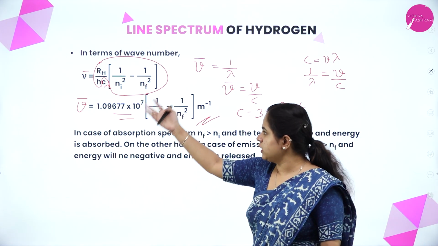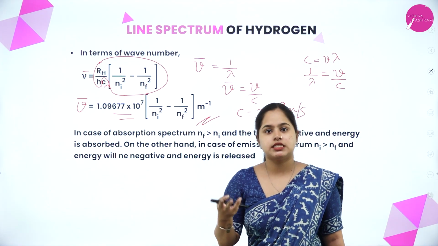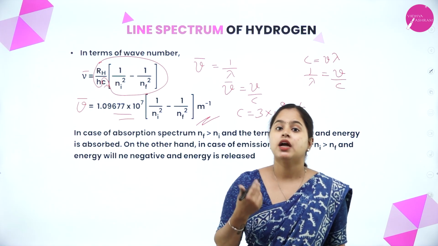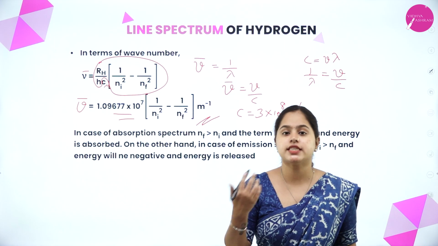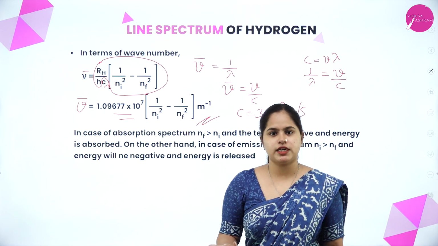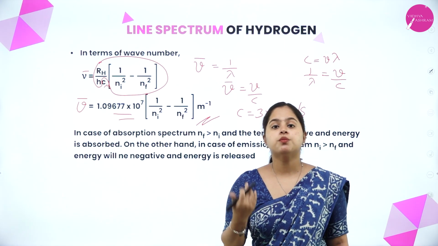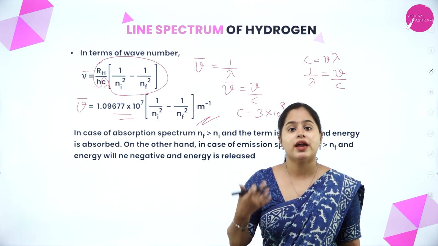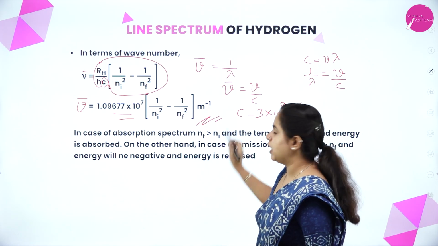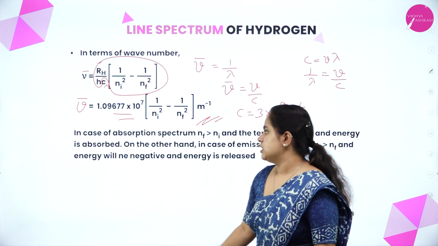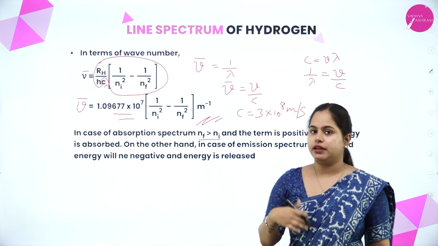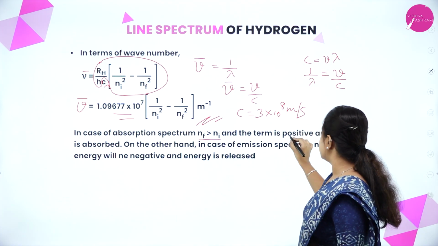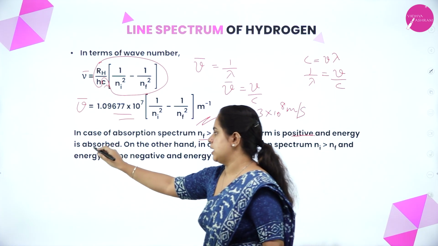Yes, so have you seen this equation somewhere? Yes, this is the equation that we studied for the line spectrum of hydrogen, right? How to calculate the wavelength of the different series of the line spectrum of hydrogen, isn't it? Yes, so using Bohr's theory, we were able to explain the line spectrum of hydrogen. Clear? Yes. So in case of absorption spectrum, NF value will be greater than NI and the term is positive and energy is absorbed.